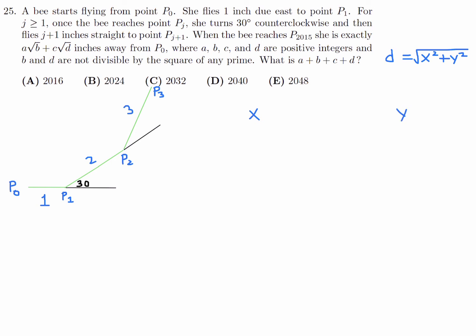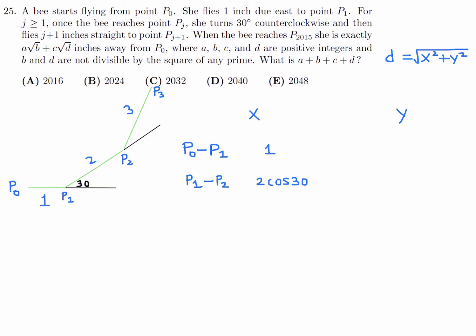So let's first talk a little bit about the x direction. When you're going from P0 to P1, well, that was very simple. It's just 1. And when you go from P1 to P2, okay, now we have to figure out what is my x direction. And that is where the angle comes into play. It's going to be 2 cos 30. That calculates my x direction from there to there.